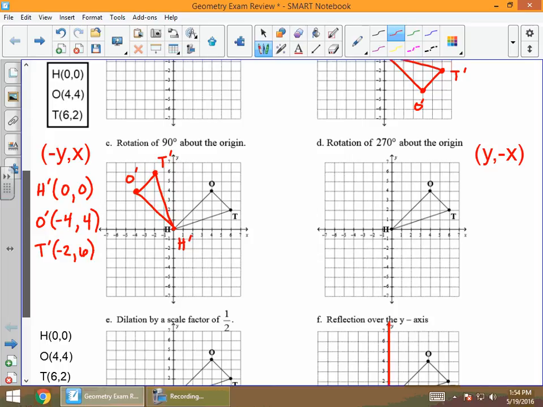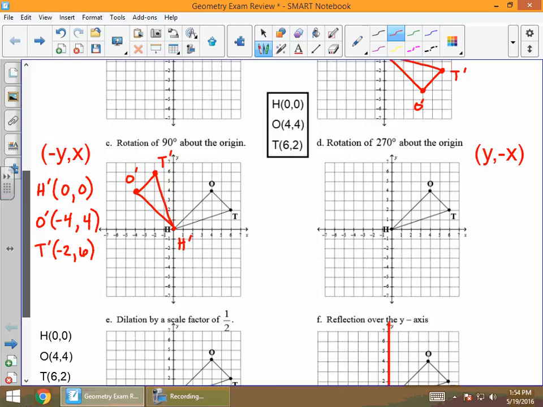The other thing you can do, you can actually physically turn your paper 90 degrees sideways and then count. How do I get to O? I went left 4 and I went up 4. How do I get to T? I went left 2 and I went up 2. And you can do that as well. For a 270 degree rotation, again, you can rotate it counterclockwise 270 and then give yourself some directions. Or if you know that for a 270 degree counterclockwise, it is y, then -x.